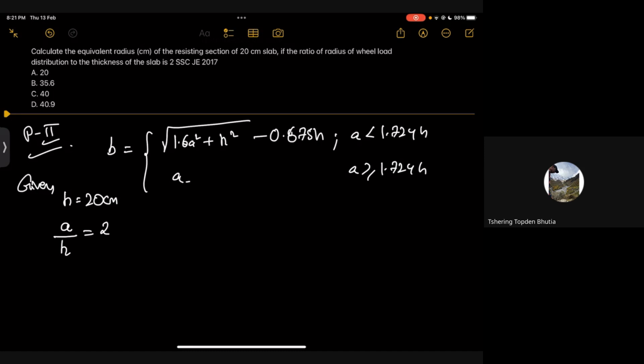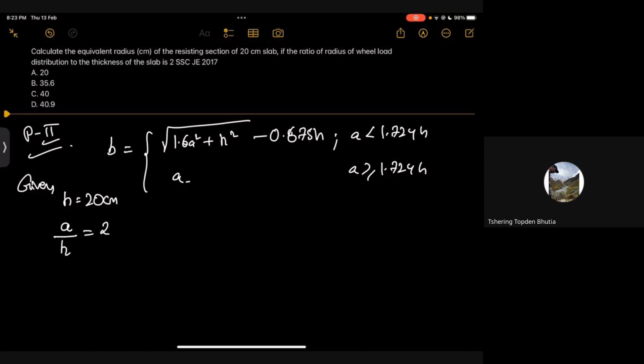Please participate in poll number 2. Come on guys. First, you have to see whether A is less than 1.724h or A is greater than or equal to 1.724h. Accordingly, you decide which formula to apply, and you will get the answer. That's a beautiful question. If you follow that process, you'll get the answer. I'll wait for 30 more seconds. Vote quickly. Okay, then we can end the poll.